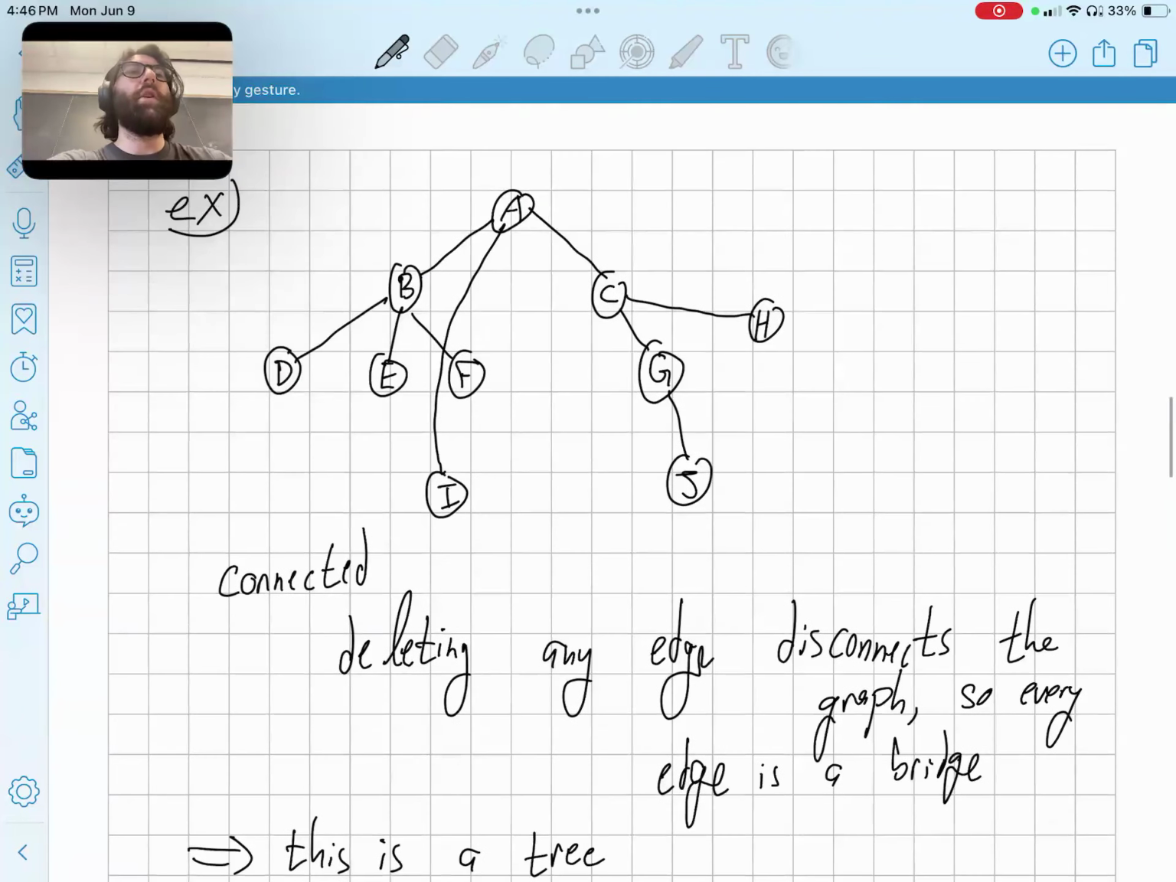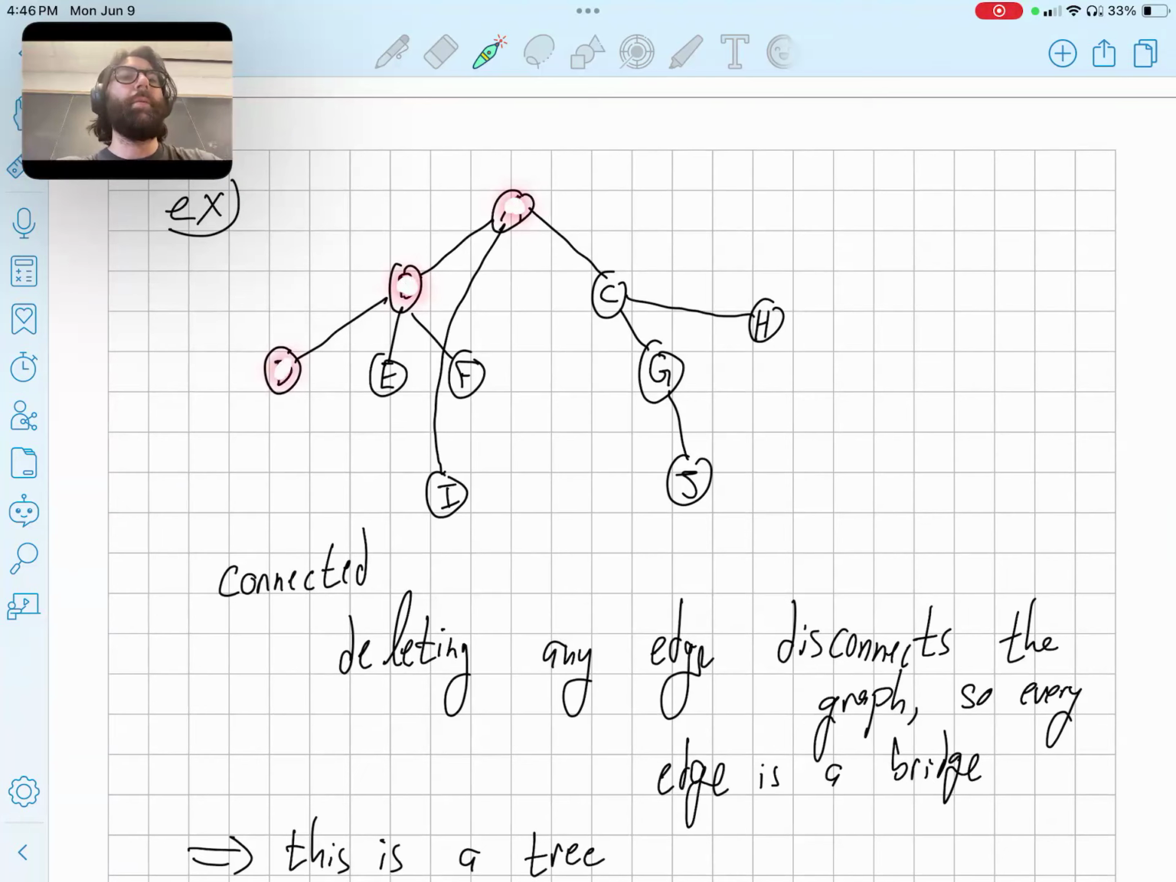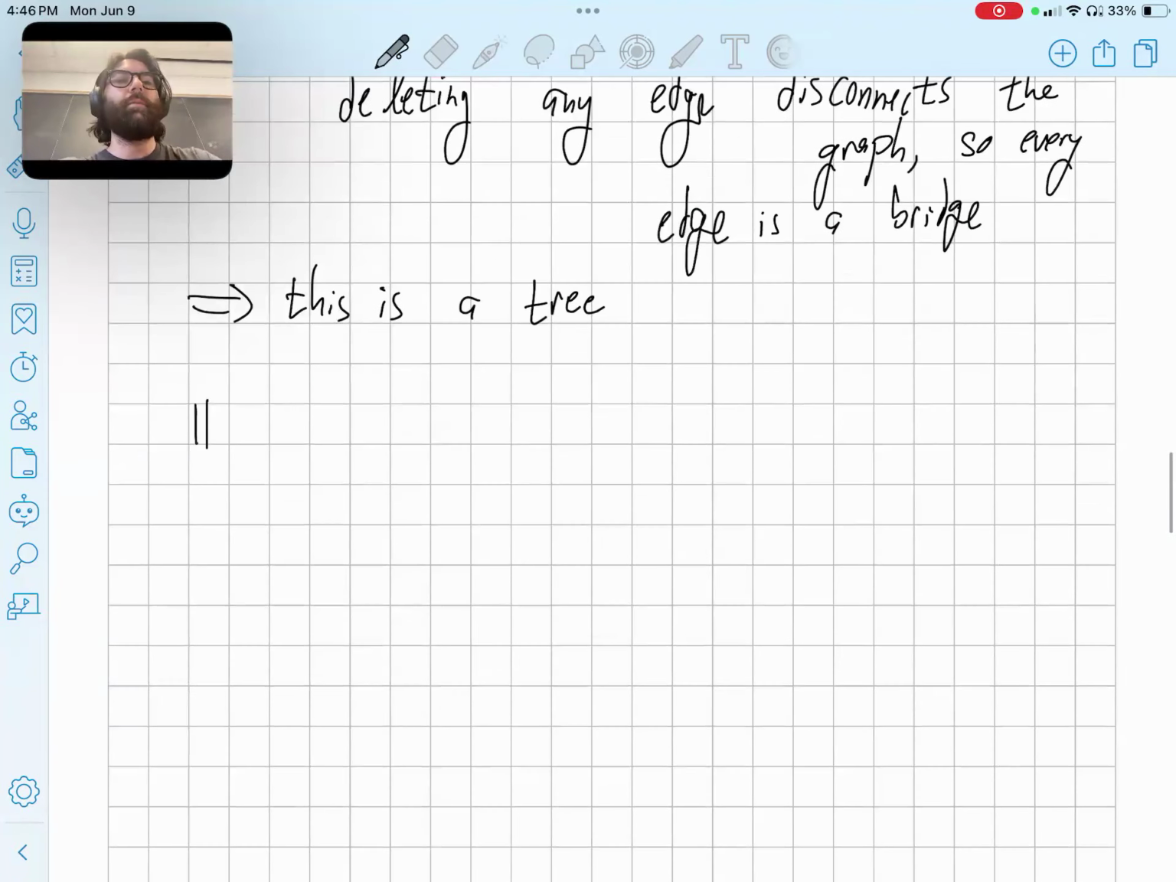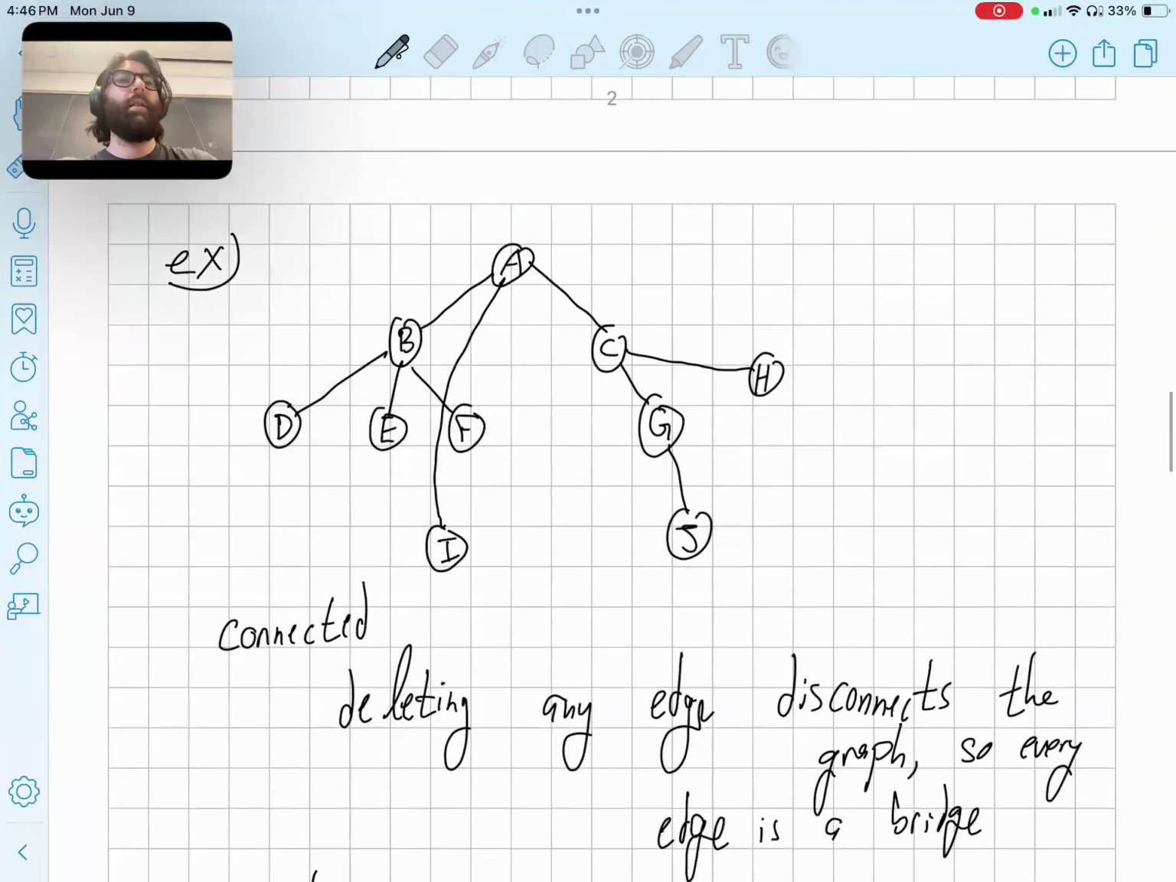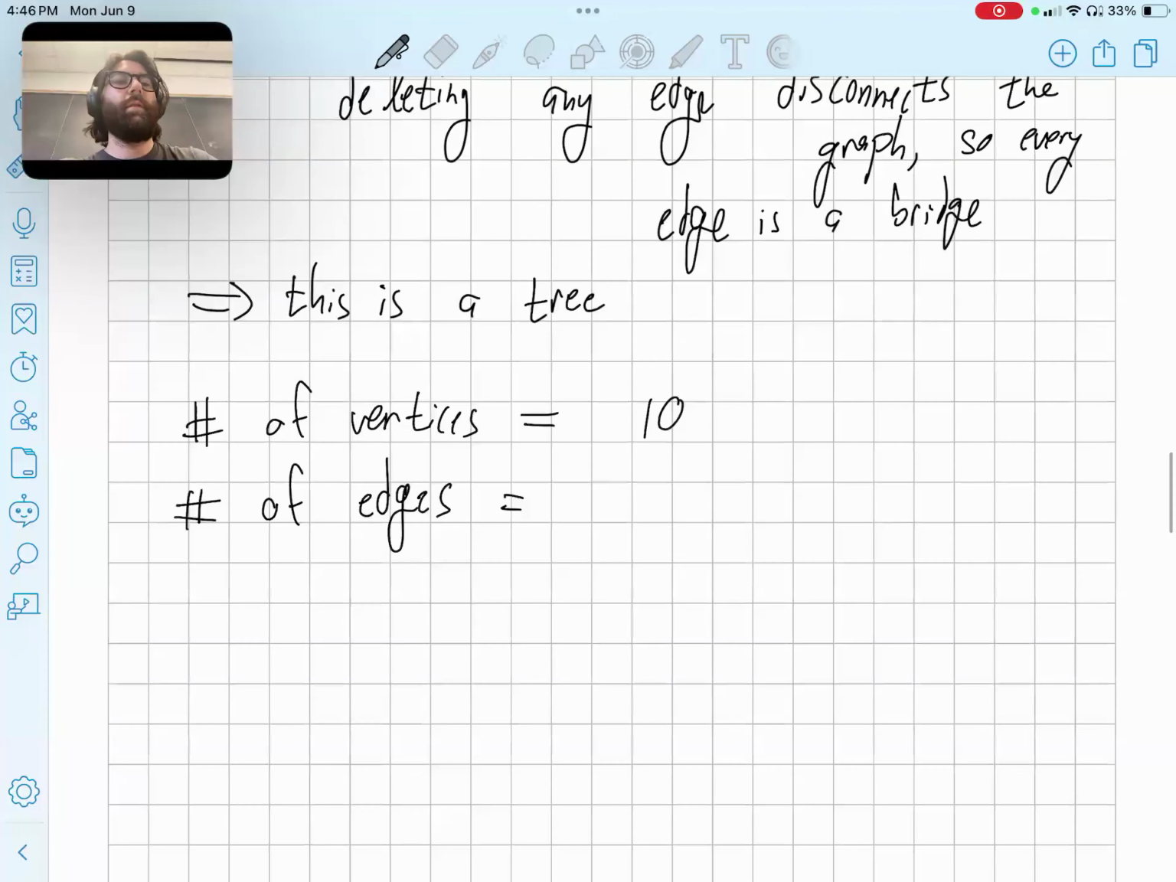Okay, and now let's count our vertices and edges. So 1, 2, 3, 4, 5, 6, 7, 8, 9, 10 vertices. Now the number of edges, when I count that, I get 1, 2, 3, 4, 5, 6, 7, 8, 9 edges. So if n equals 10, n minus 1 equals 9. I have 10 vertices, one less, 9 edges, so that means this is a tree.